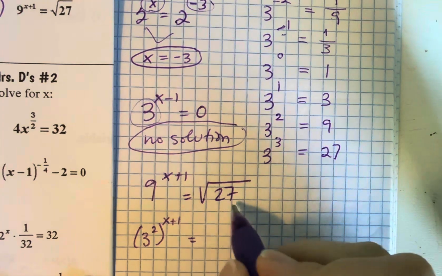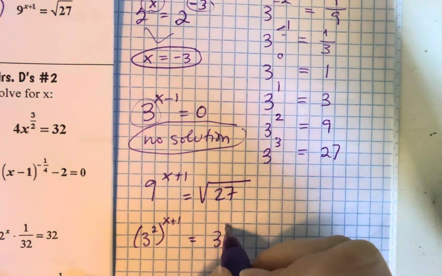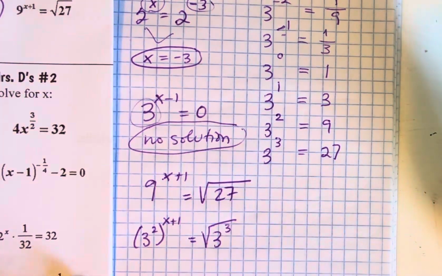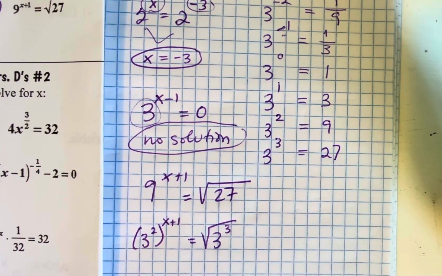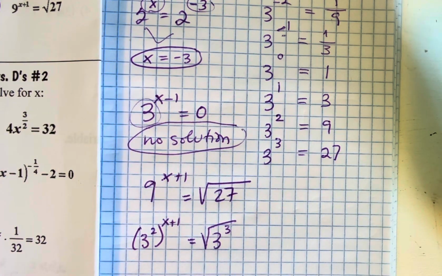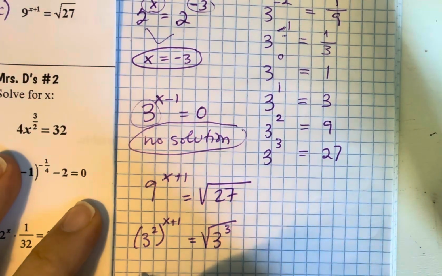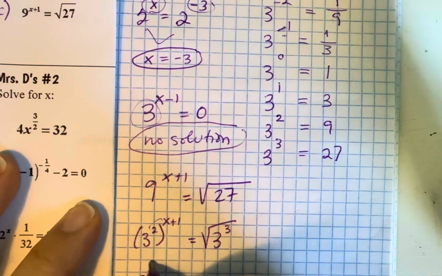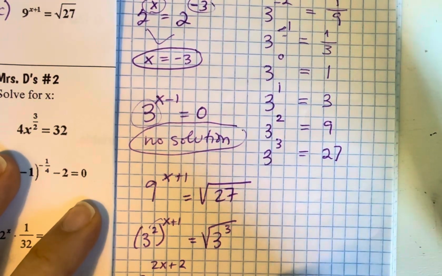And I'm going to rewrite that 27 as a 3 cubed. Okay, so now I have my matching bases, but I need to use my power or exponent rules to sort of clean these up. So when I do this left-hand side, I'm going to use my power of a power rule, which says to multiply.